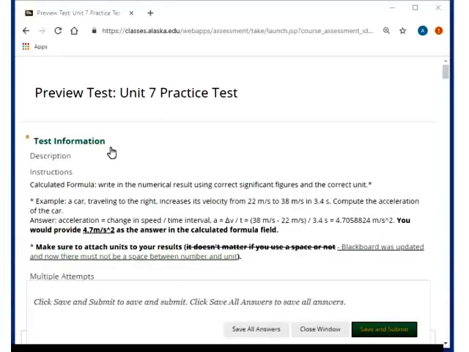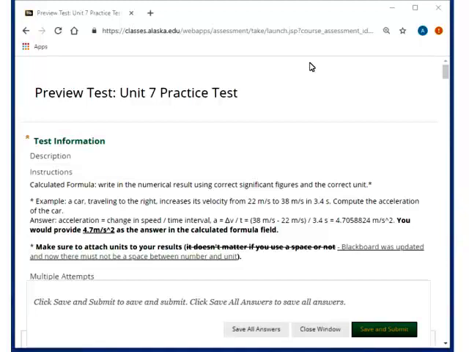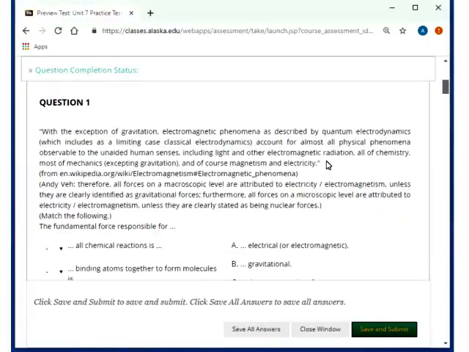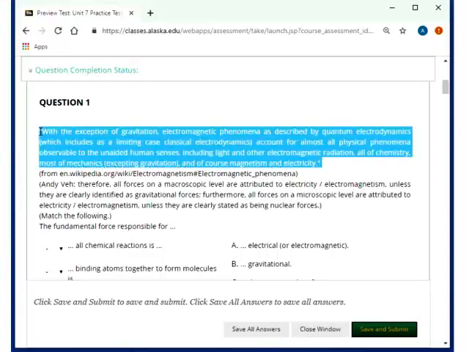This is the recording for the practice test 7, electricity and electric circuits. And the first couple of questions. I took this quote here from Wikipedia, which talks about electromagnetic forces.